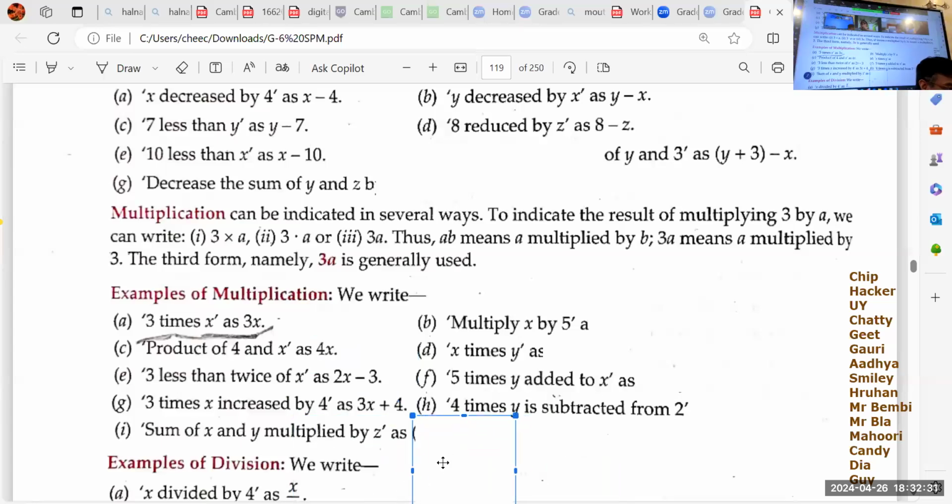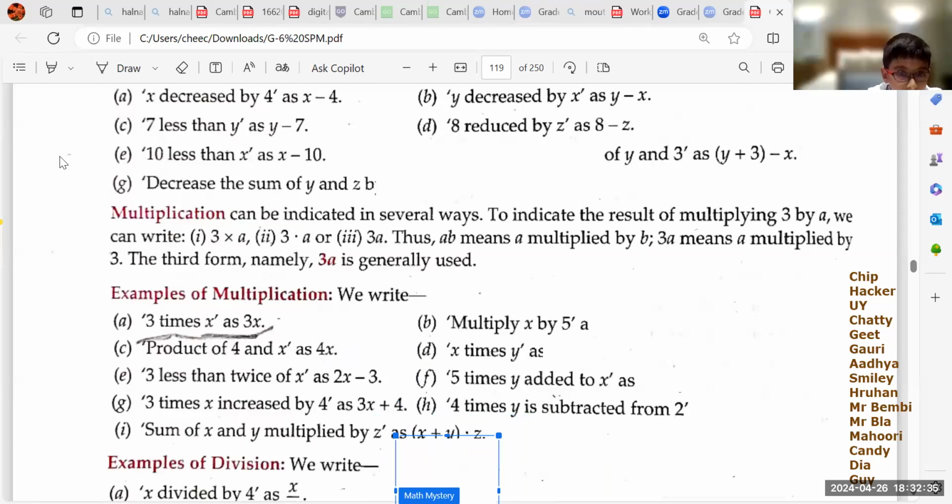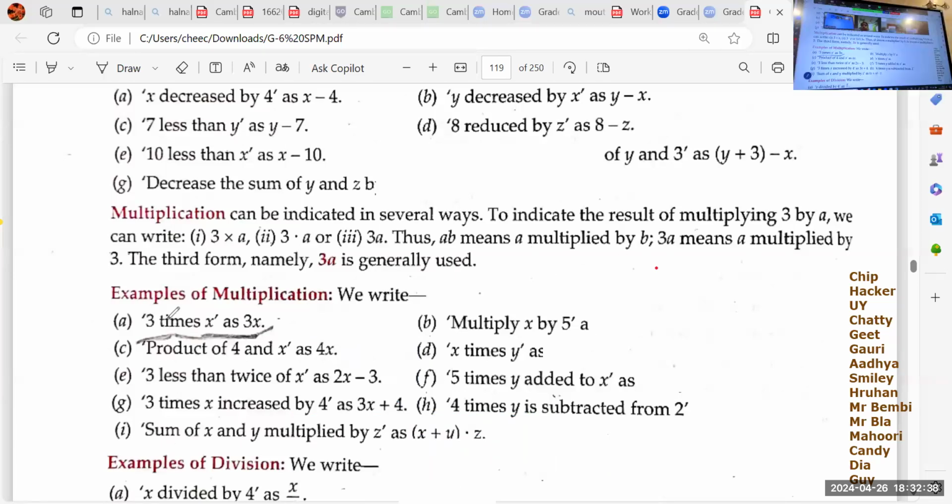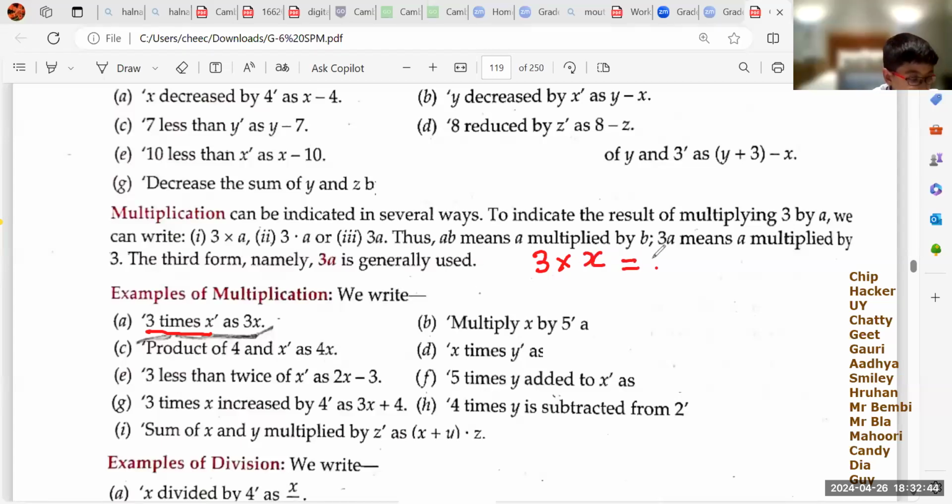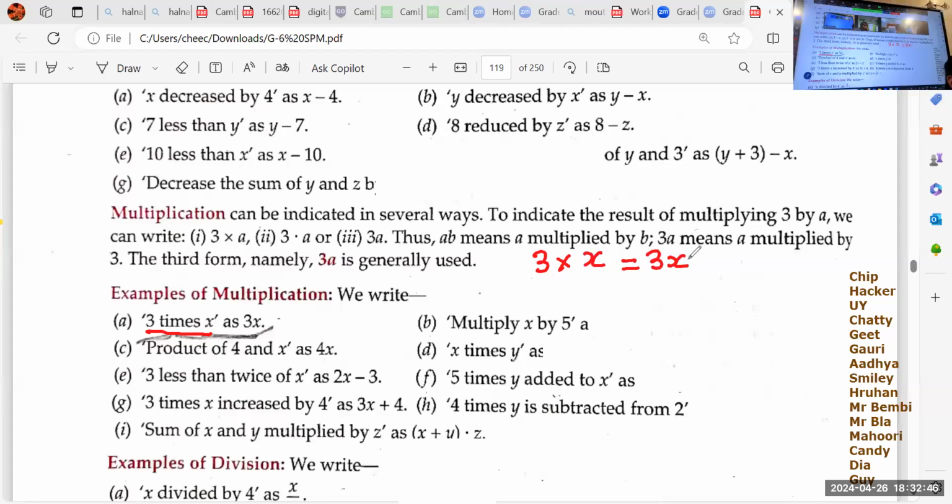So let's see. First, I am showing the answers. 3 times x also means 3 multiplied by x. It will be written as 3x. Any doubts in this? No, sir. Product of 4 and x means 4 multiplied by x, also written as 4x. Any doubt in this? No, sir.